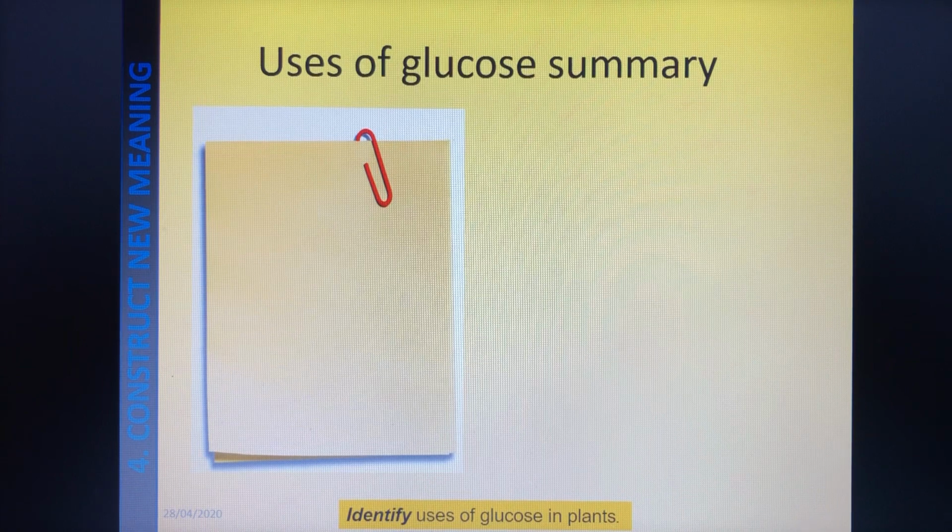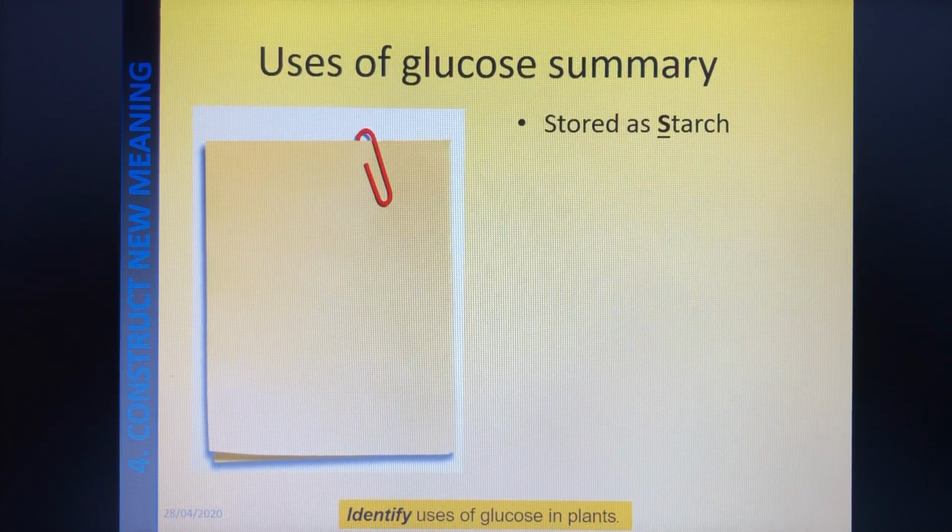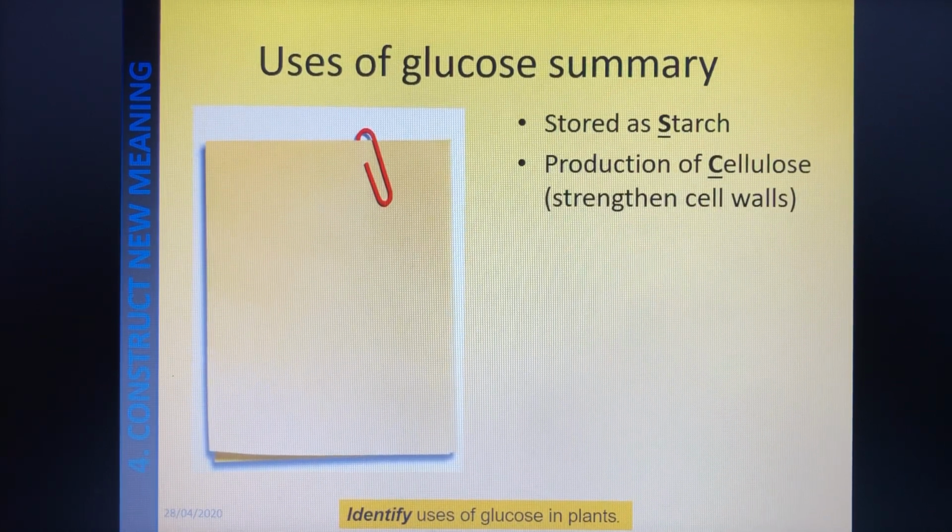And it was only a couple of years ago when I was writing out the 5 different things that plants do with that glucose that I accidentally spelt out the word scarf. So it doesn't mean anything to anyone but us, it doesn't mean anything to the exam board, but it helps us to remember those 5 uses of glucose in the plant. So as I said, it's scarf, so we've got the S there for some of that glucose is stored as starch. We've got some of that glucose is used to produce cellulose, and this strengthens the cell wall.